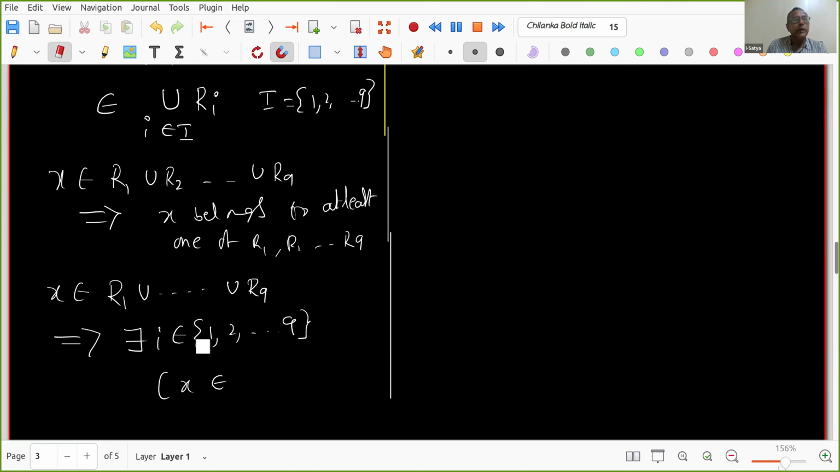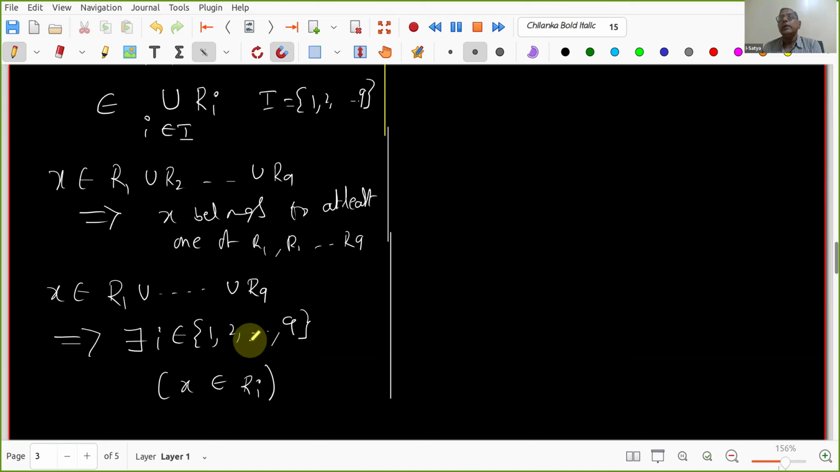Is it all of you clear? This is very crucial, what Teja told. Very, very important, the crux of today. x belongs to R1 union R2 union R9 means there exists an i from 1 to 9 such that x belongs to Ri. Union means it should be in at least one of them. That is how we write it. Are you clear? Be quick.